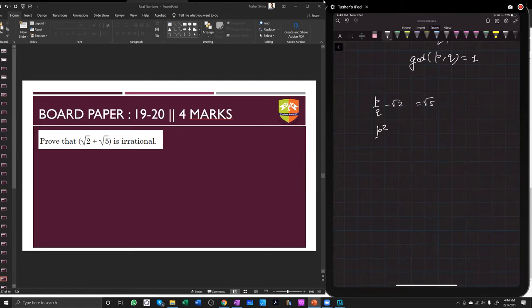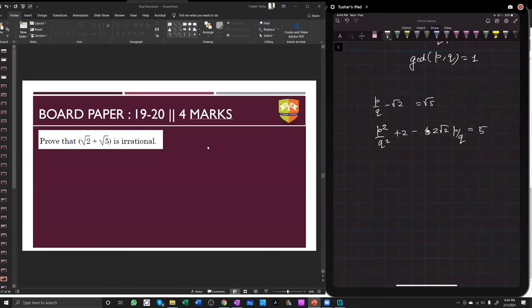Square it. No problem. P square by Q square plus 2 minus 2 root 2 P by Q is equal to 5. Yes, sir. So you get root 2 is rational, but that contradicts the fact that... Oh, that's what I'm saying. So anyways, that means you're assuming that root 2 is irrational, isn't it? Yes, sir. So the moot point was, if it is a 5-marker question, then you have to anyways prove one of them as irrational, isn't it? That's what I was saying.